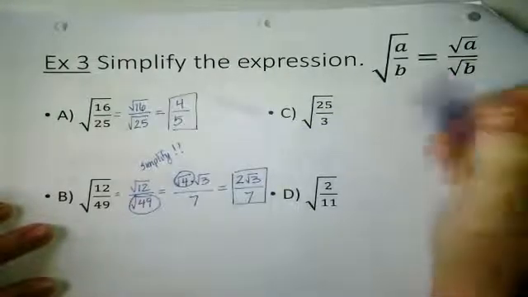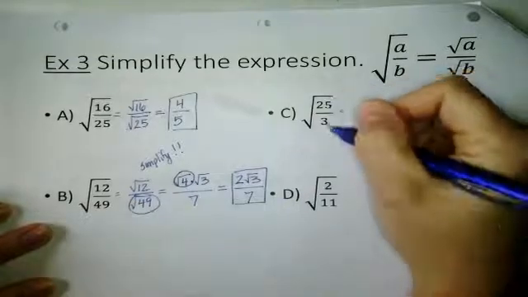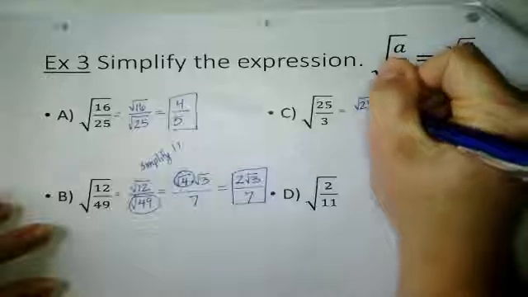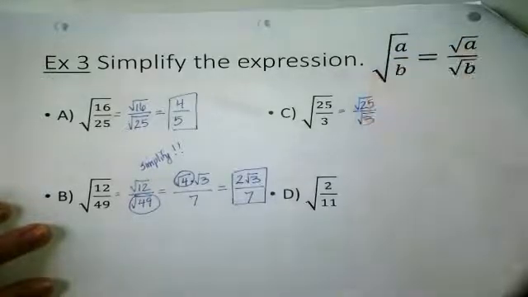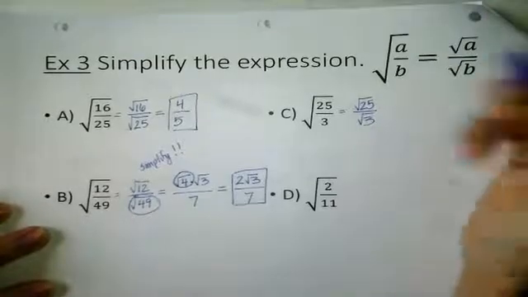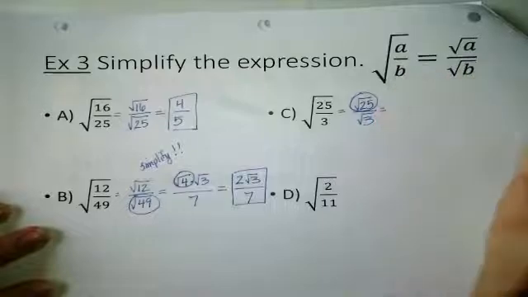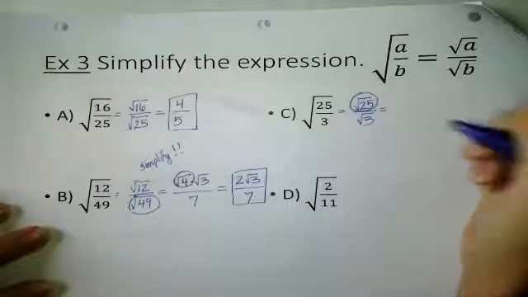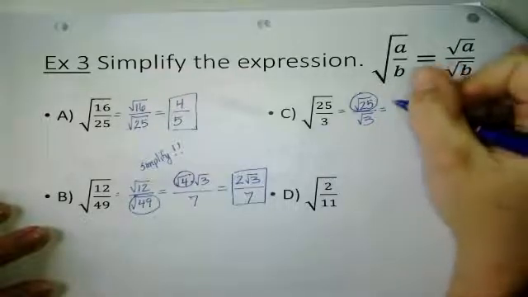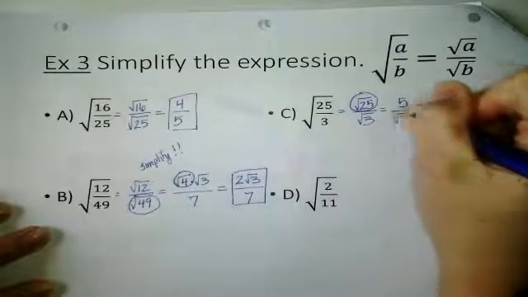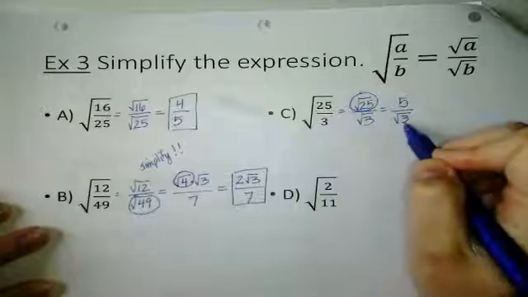All right. Here, again, interesting fraction. We're going to split it apart. So we get radical 25 divided by radical 3. Ooh, this is different. I can simplify here. Radical 25 is a perfect square, 5 times 5. And so the root is just 5. However, I can't do anything with 3.